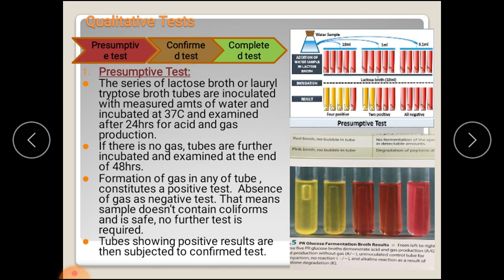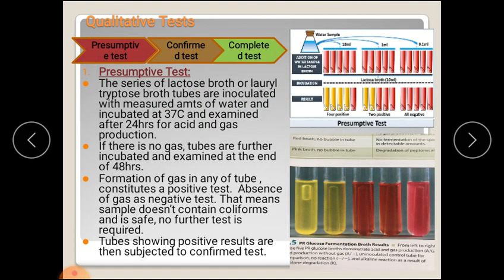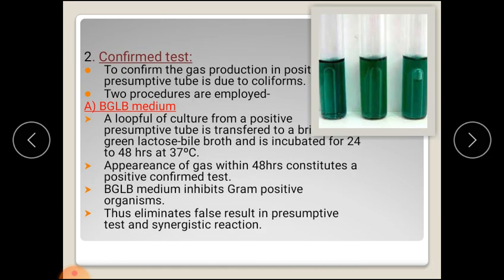So after performing the presumptive test, the sample from the presumptive test is again taken. These tubes are taken for the confirmed test. The confirmed test is used to confirm that the gas production in positive presumptive tubes is due to coliform. Means for the tubes which we have obtained after inoculation of the sample, we check whether the gas produced is really by the coliform or not. To prove that, we are going to perform the confirmed test.